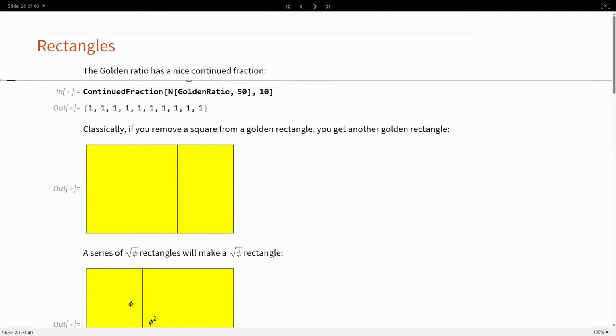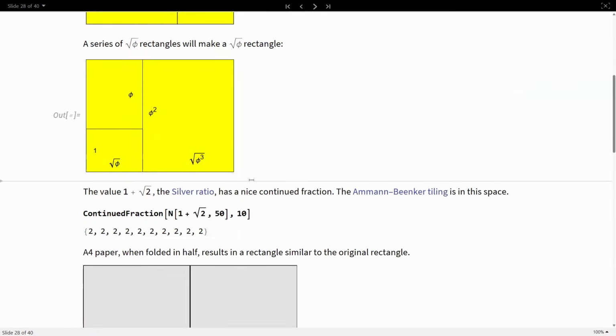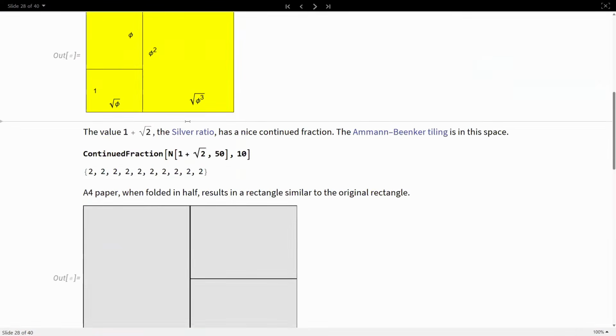We can look at rectangles for these objects. For example, if we remove a square from the golden rectangle, we get another golden rectangle, as shown here. And a series of square root of phi rectangles will make a square root of phi rectangle, as shown here. I mentioned here that the continued fraction for the golden ratio is a nice series of ones. And for the silver ratio, dealing with the square root of 2, we get a nice series of 2s.